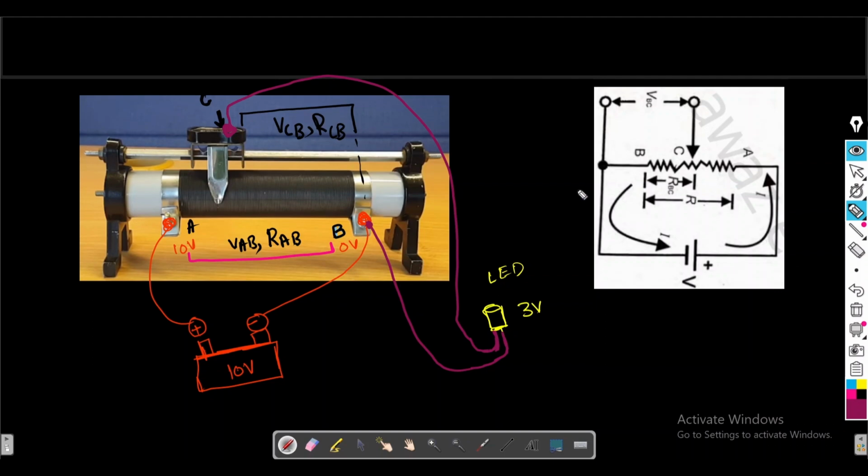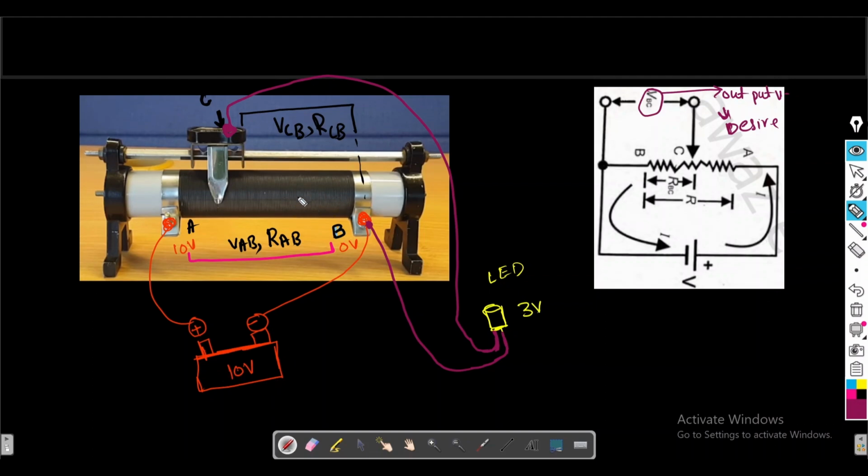Here we have this circuit, labeled as in your book. This is that same circuit, and this is VBC, and VBC is the output, in this case the output voltage, our desired voltage. So this is the same circuit here. Now what is happening inside is that the 10 volt battery will convert into 3 volt.